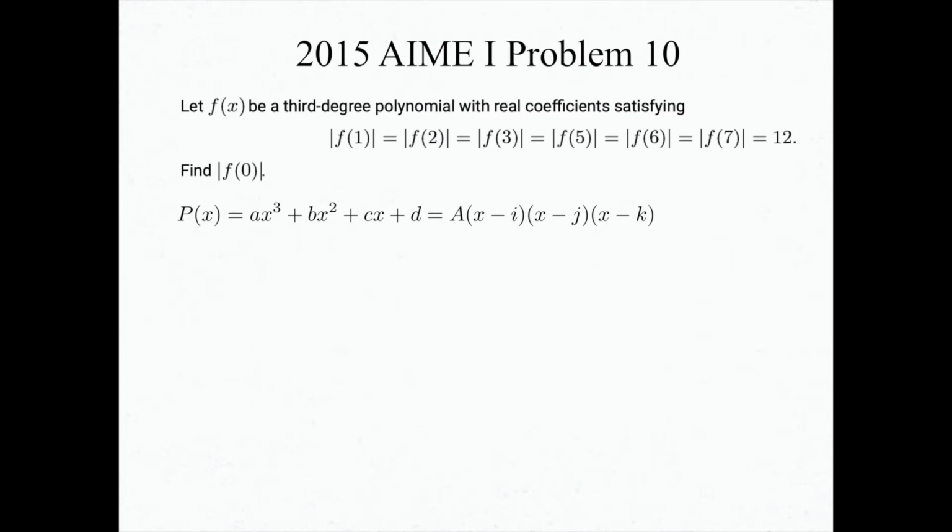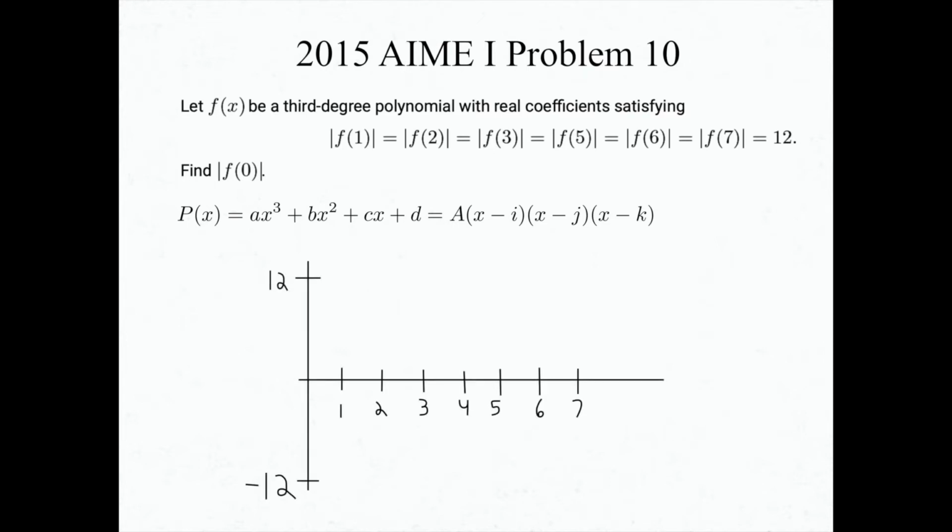So let's try to graph this. Here's my graph with 1 through 7 labeled. Now, we also know that certain points must lie on this function. For example, if the point (1, 12) is on the function, then by symmetry, (7, negative 12) has to be on the function. And because the only way to draw a cubic with these roots, we must have that f(2) and f(3) are negative 12, and f(5) and f(6) are positive 12.